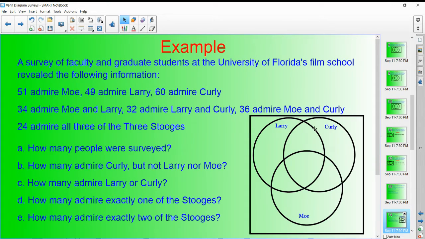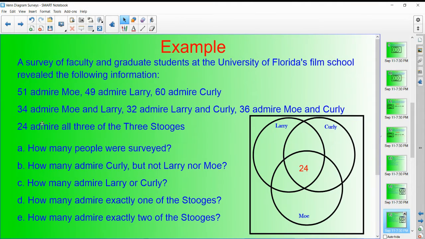If I just want to start with just Moe, I have 4 different regions which have to add up to 51. So that's too many. If I want to do Moe and Larry, are these 2. So still too many. So I always start with the most intersecting region. All 3 have an overlap, and it says 24 admire all 3 of the Stooges. So I'm going to put 24 right in the middle, and then I'm going to work backwards.